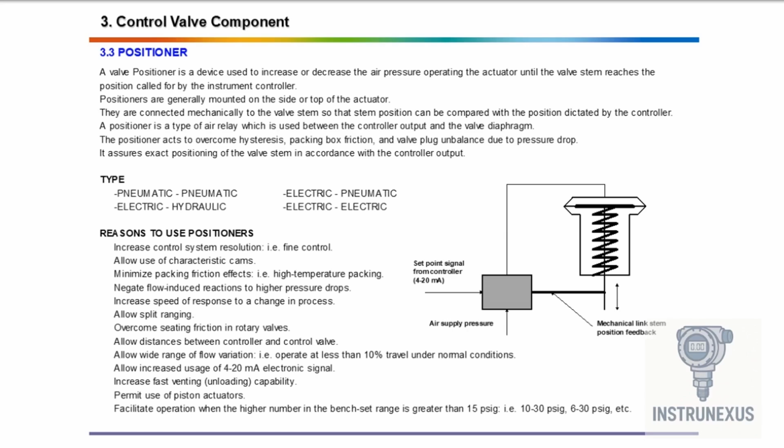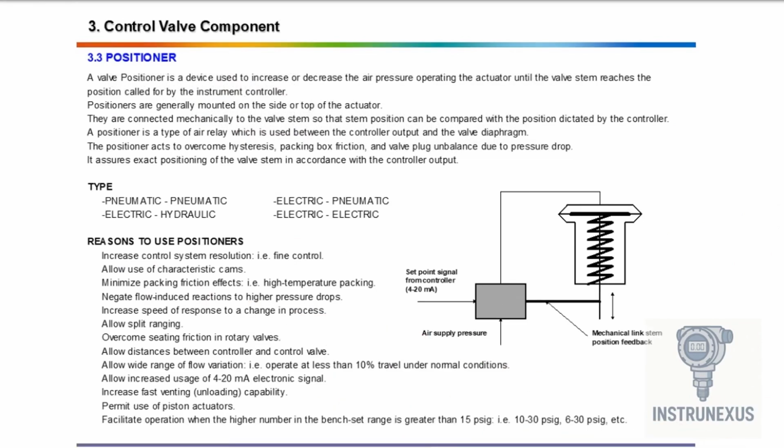Types of positioners. Pneumatic to pneumatic, where both input and output signals are pneumatic. Electro-hydraulic, where the controller signal is electrical, but the actuator is hydraulic or pneumatic. Why use a positioner? There are many reasons you'd want to install a positioner on your valve system. Here are just a few powerful ones.